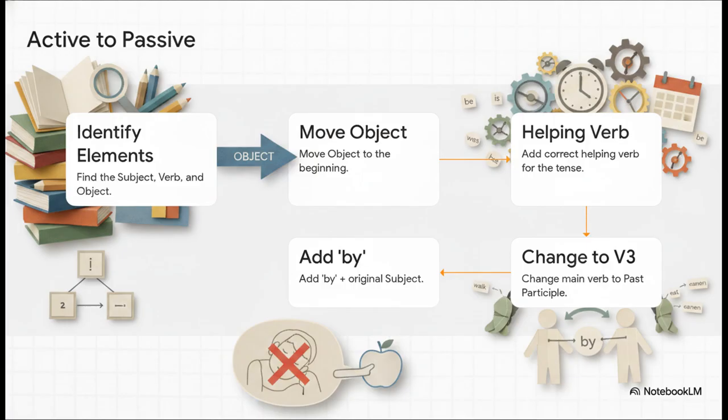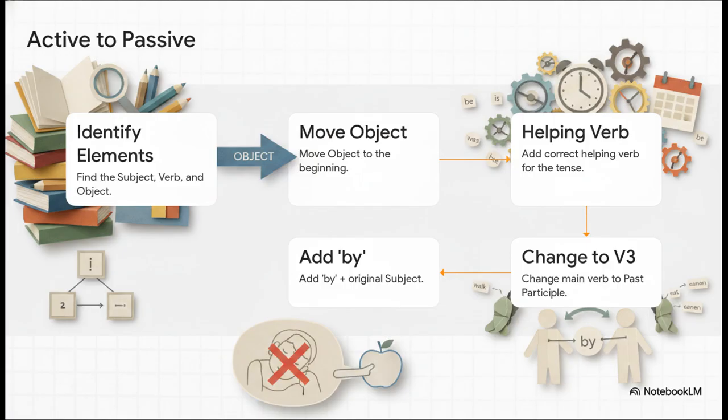Step 1, identify the subject, verb, and object. Step 2, move that object right to the very beginning of the new sentence. Step 3, add the correct helping verb for whatever tense you're currently in. Step 4, change your main verb to the V3 form, the past participle. And finally, Step 5, add by plus your original subject.